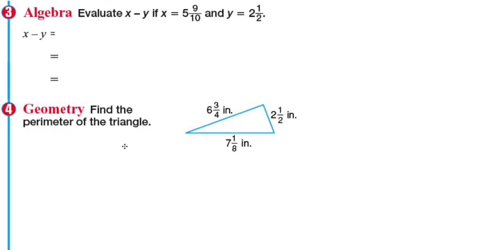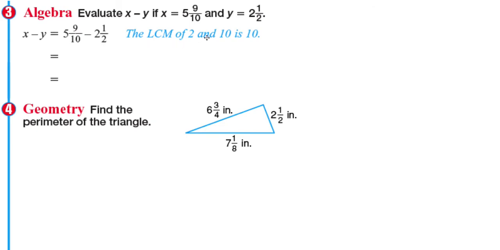Let's take a look at example 3. Evaluate x minus y if x equals 5 and 9/10 and y equals 2 and 1/2. Evaluate means to substitute and then to simplify. So we substitute the values of x and y to be 5 and 9/10 minus 2 and 1/2.